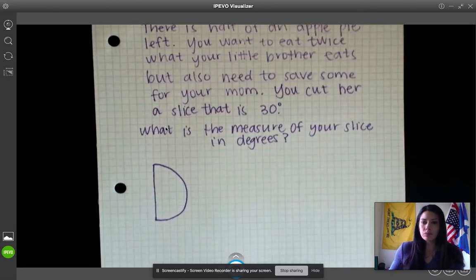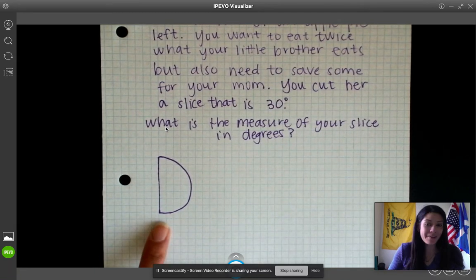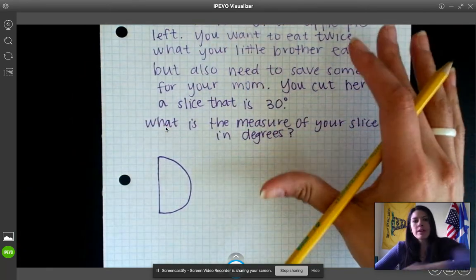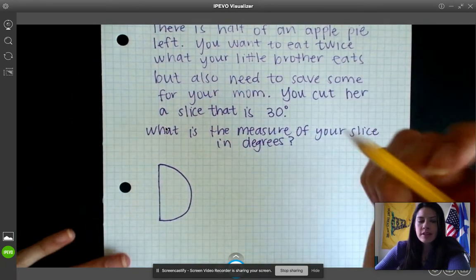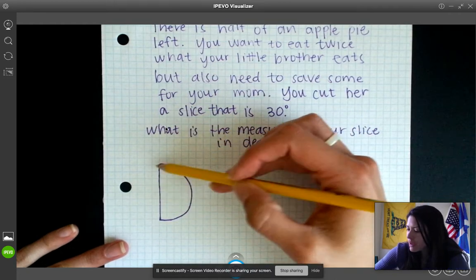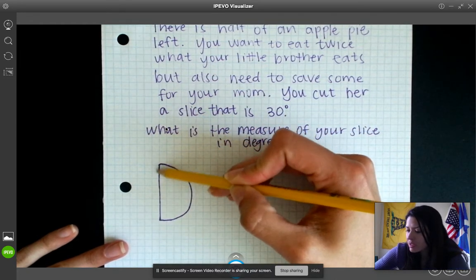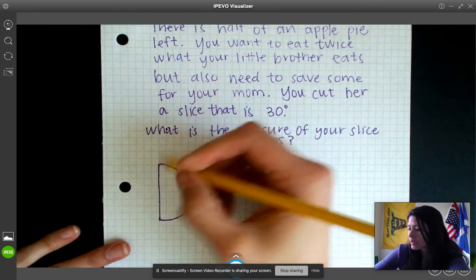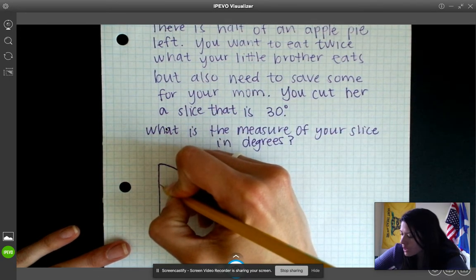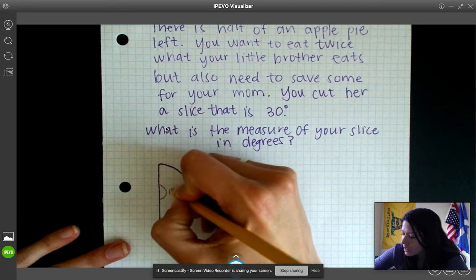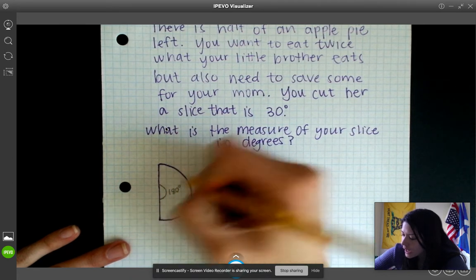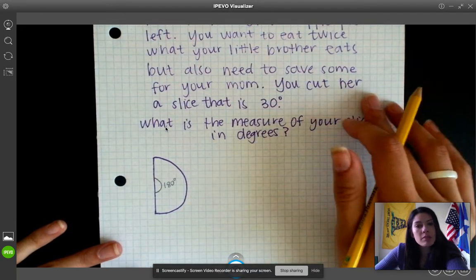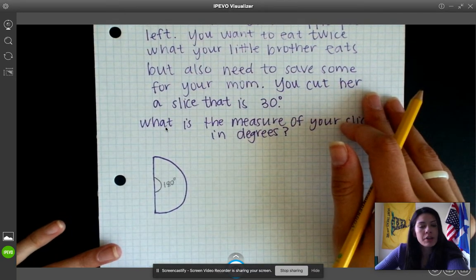Okay, so I have here half of an apple pie. We know that this is a straight line, and all straight lines are 180 degrees. So we know that this is already 180 degrees. It says that we need to cut mom a slice that is 30 degrees.